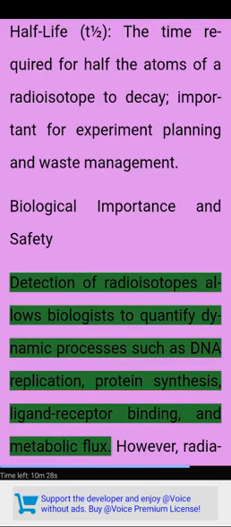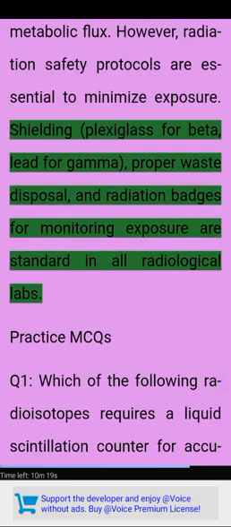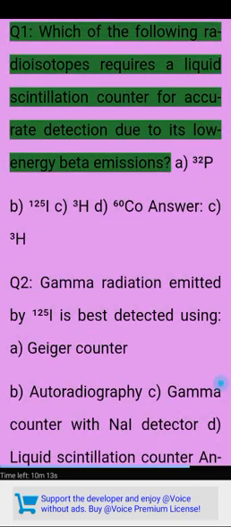Biological importance and safety. Detection of radioisotopes allows biologists to quantify dynamic processes such as DNA replication, protein synthesis, ligand receptor binding, and metabolic flux. However, radiation safety protocols are essential to minimize exposure. Shielding: plexiglass for beta, lead for gamma, proper waste disposal, and radiation badges for monitoring exposure are standard in all radiological labs.